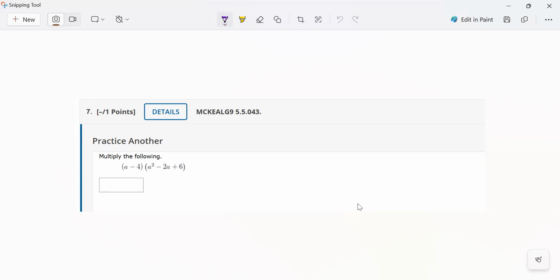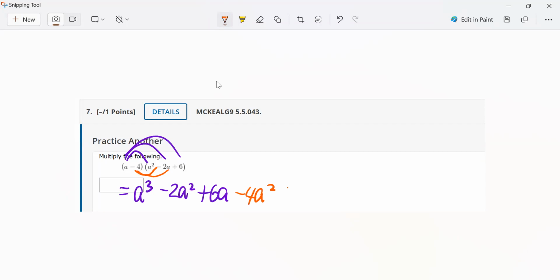And let's go over the solution. First of all, we distributed, so a times a squared is a cubed, and a times negative 2a is minus 2a squared. A times 6 is 6a. That's the first three terms, and then the next three terms: negative 4 times a squared is minus 4a squared, negative 4 times negative 2a is positive 8a, and negative 4 times positive 6 is minus 24.